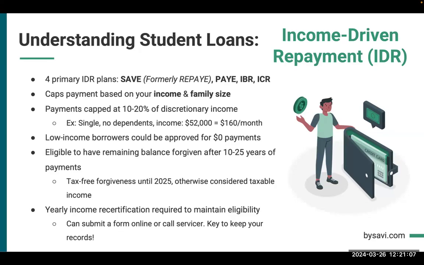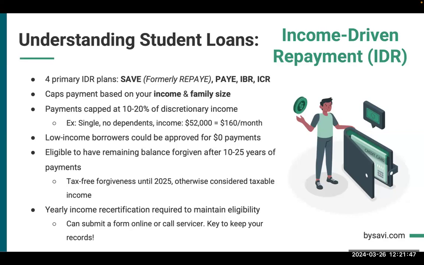All right, now, here's another thing. If you are under a certain income level, you could be approved for as low as a $0 monthly payment, all right, based on your income. And those $0 monthly payments count towards forgiveness programs like public service loan forgiveness. So even though you might be paying nothing each month, that would still count. Now, another thing about income-driven repayment plans is that you are eligible to have your remaining balance forgiven after 10 to 25 years of payments, all right? This is tax-free forgiveness until 2025. Otherwise, it's considered taxable income.